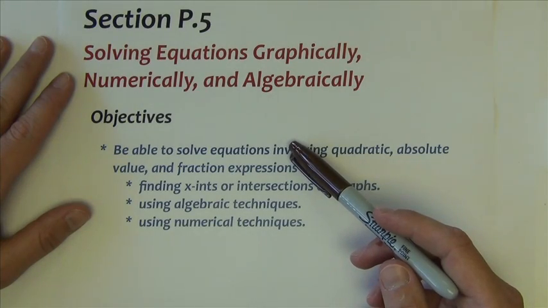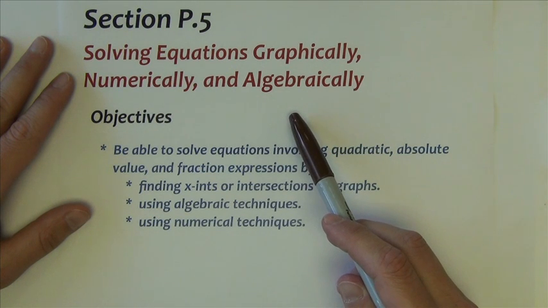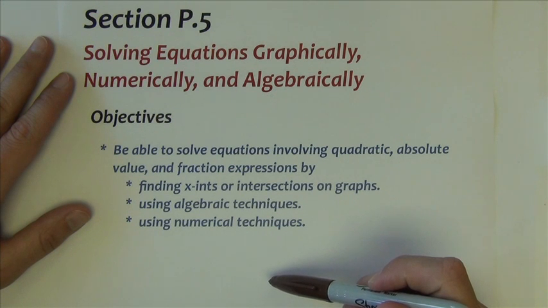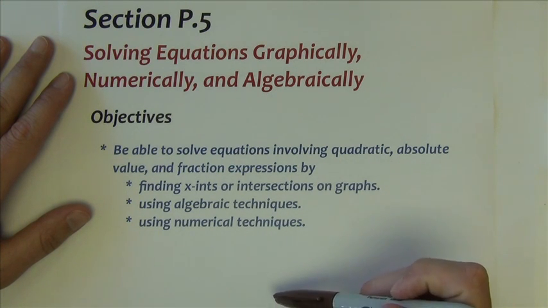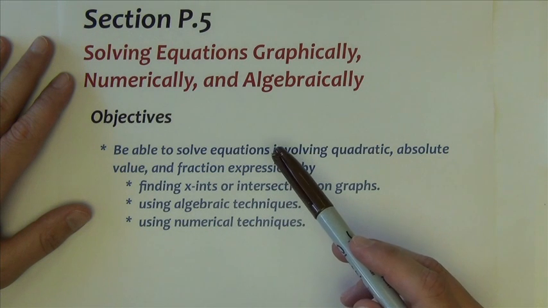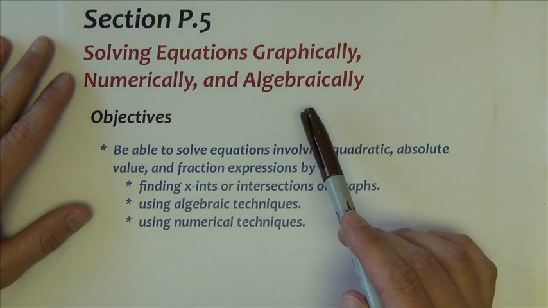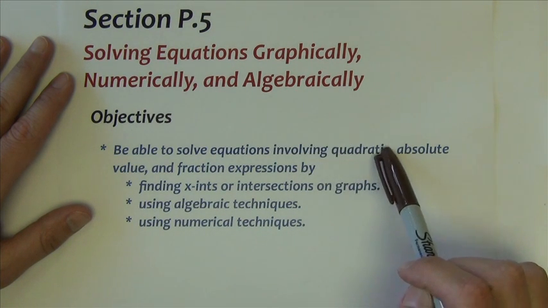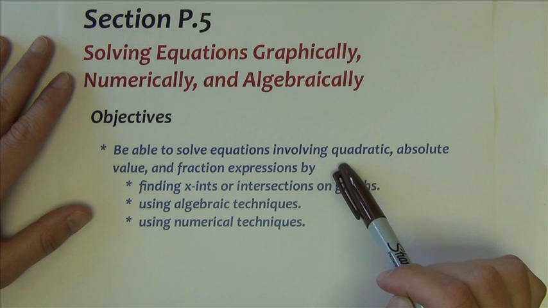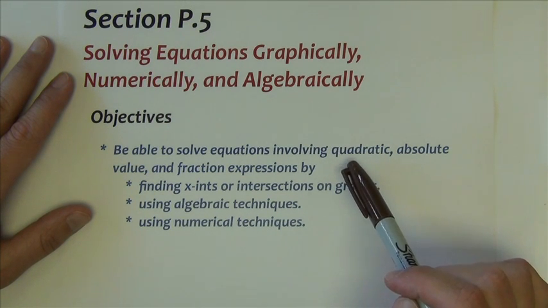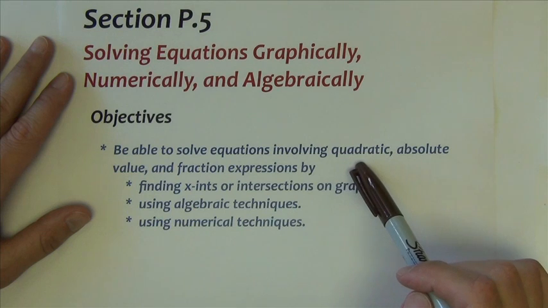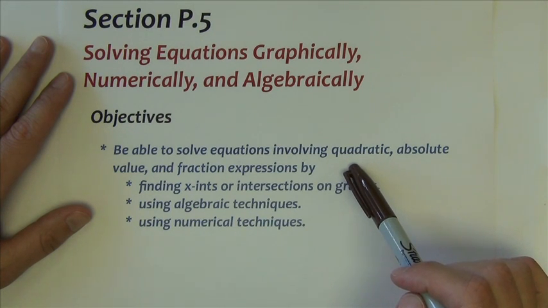In section P.5, titled Solving Equations Graphically, Numerically, and Algebraically, we're going to look at how to solve different types of equations utilizing our TI-84 graphing calculators. We're also going to focus mainly just on the graphical and the algebraic techniques to solving equations, and we're going to primarily look at just quadratic equations. Something we haven't studied yet this year, but everything that we do algebraically with quadratic equations, you have seen it before in a previous algebra course, so it will be a little bit of review, and it's something we'll also hit later in the course as well.